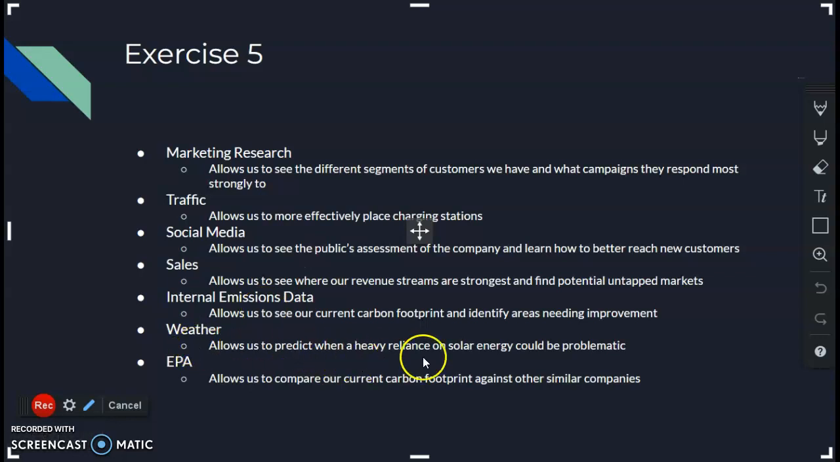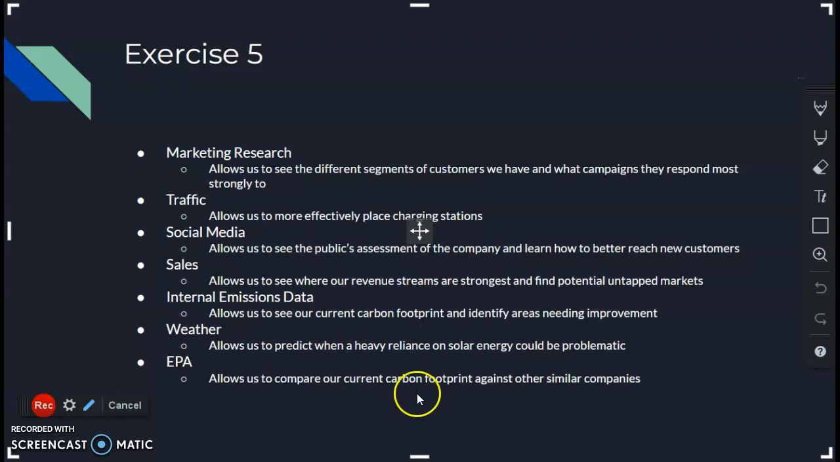The weather, this will allow us to predict when a heavy reliance on solar energy could be problematic. A lot of these supercharger stations do rely on solar energy, but in states such as Washington, it's pretty rainy, pretty overcast. So would this be a problem? Would they still get enough solar power to generate the electricity needed? And if not, should we turn to something such as wind energy or hydro energy as one of our renewable sources?